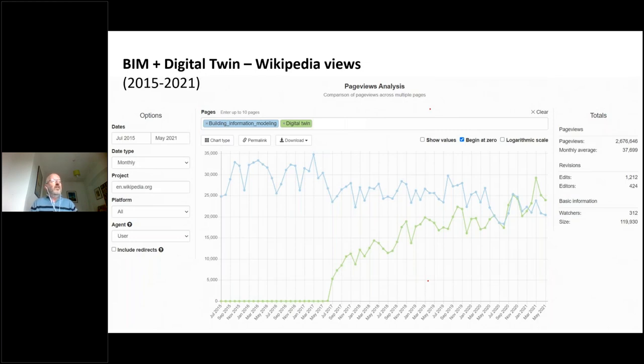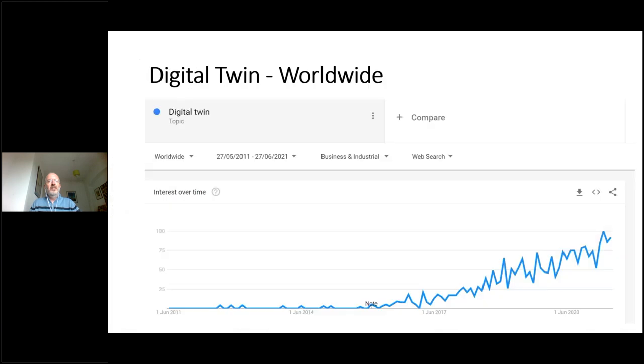Data from the English-speaking version of Wikipedia has data from about 2016 onwards. The BIM article was started more than 10 years earlier and consistently was achieving around 30,000 page views a week. The digital twin article started in 2017. And the peaks and troughs in searching for BIM and digital twin appear to coincide, but digital twin is now outstripping BIM. Maybe we've moved on in our buzzword allegiance. Certainly digital twin worldwide has grown in searches by people interested in that topic since 2017 onwards.